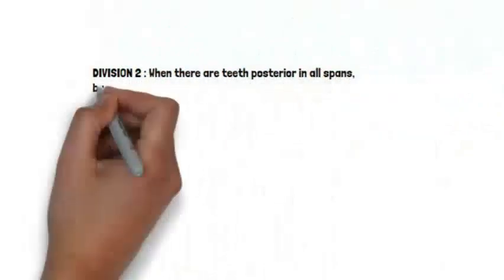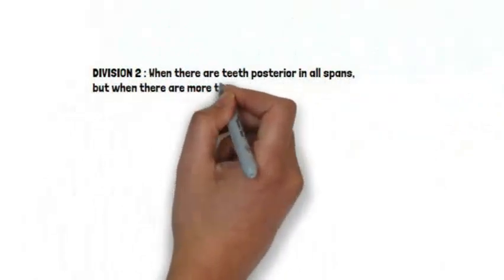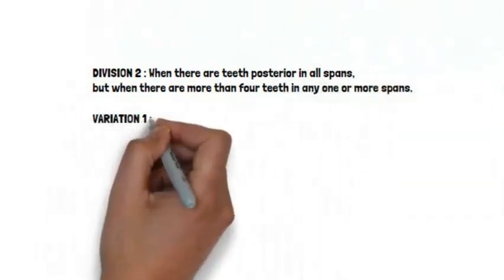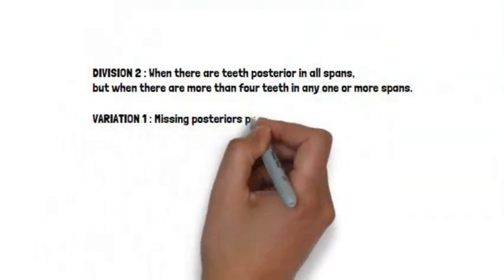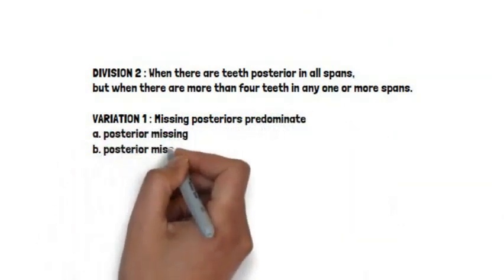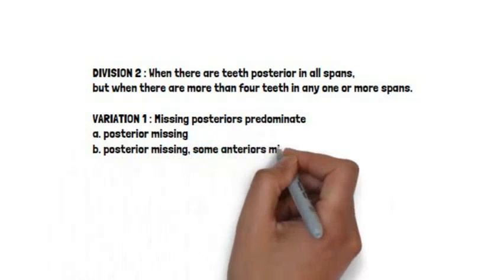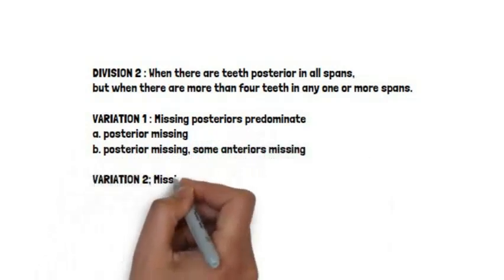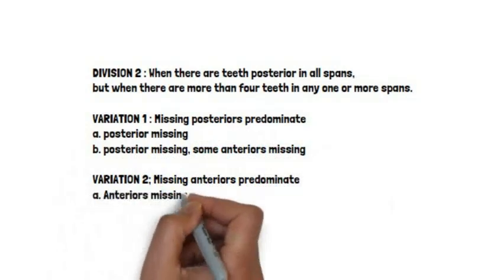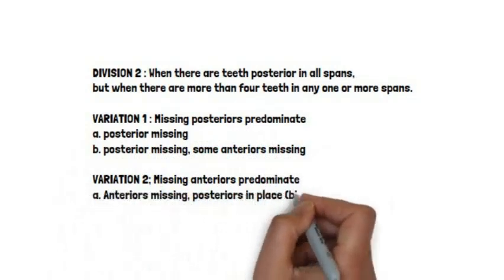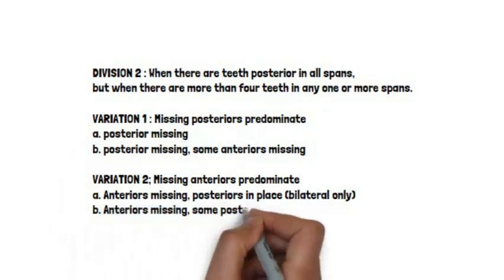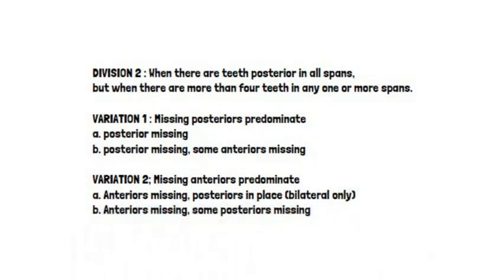Division 2, when there are teeth posterior in all spans but when there are more than 4 teeth in any one or more spans. Variation 1, missing posterior predominate. Type A, posterior missing. Type B, posterior missing and some anteriors are also missing. Variation 2, missing anterior predominate. Type A, anterior missing, posteriors are in place bilaterally. Type B, anteriors missing and some posteriors are also missing.